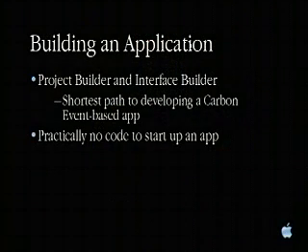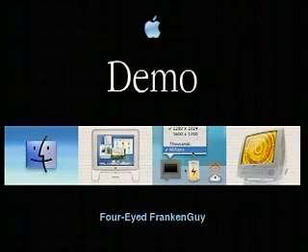So I mentioned we're going to show you how to build a Carbon event-based app. It's really simple. The easiest way to do that is with Project Builder and Interface Builder. If you were here for the last session before this one, that was with Interface Builder. That is really the star of this duo here. And that's what allows you to throw together a nib file and just have it run via Carbon events. So what I'd like to do is actually bring up somebody to show you how to do that. So here's one of the engineers from the high-level toolbox team, Guy Fullerton.